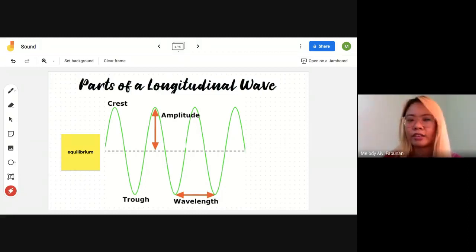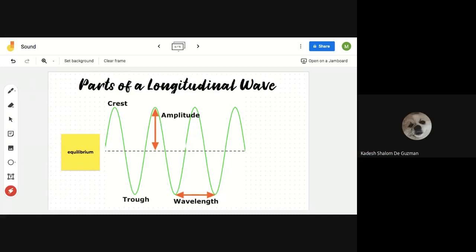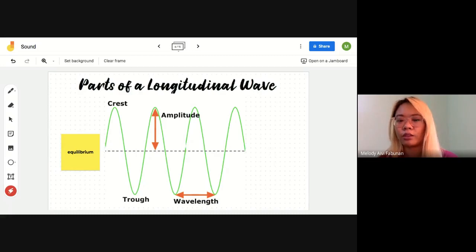Okay, can I see a raise of hands of who is still writing in their notebooks? I'm done already. Okay, sige. I'll give another minute to finalize your notes.